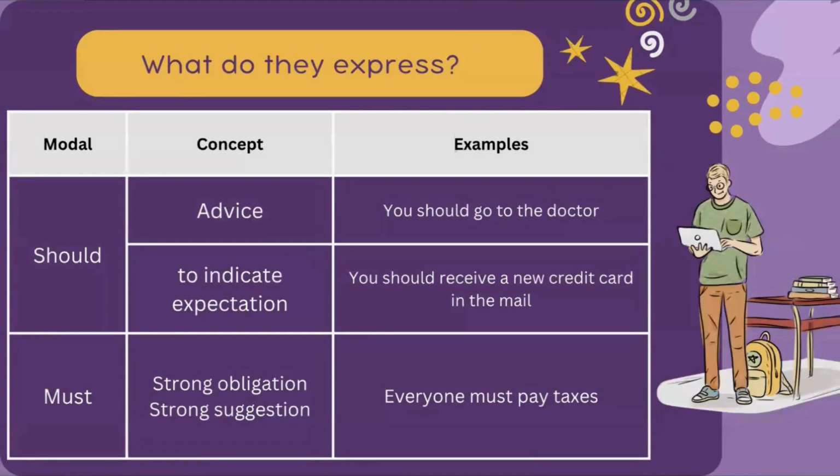Next modal auxiliary is should. It is used for advice. For example, you should go to the doctor. It is also used to indicate expectation. For example, you should receive a new credit card in the mail. Last modal auxiliary is must. It is used to indicate strong obligation or strong suggestion. For example, everyone must pay taxes.